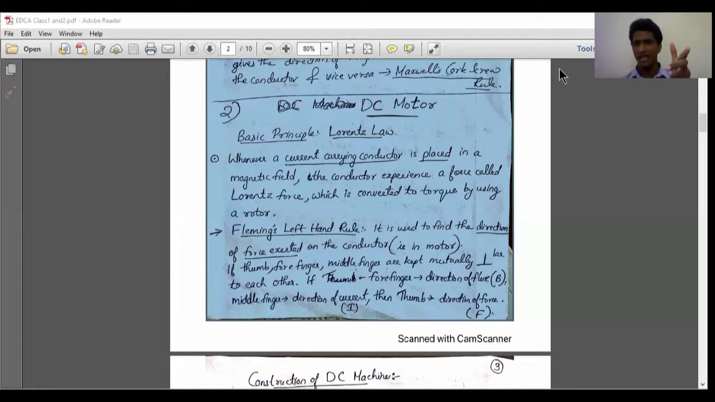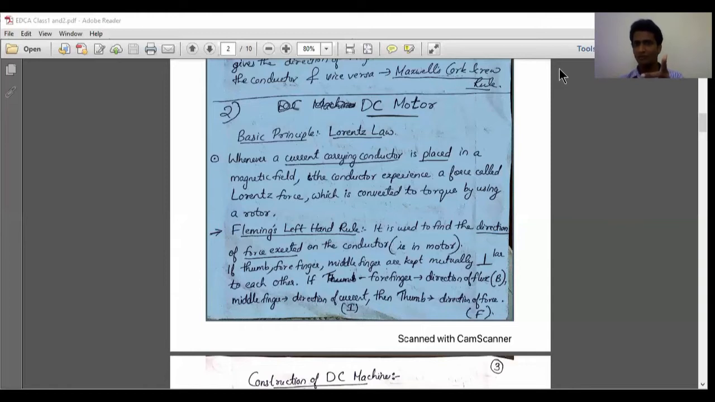Then, as we know, State Bank of India, that is SBI. Similarly, I introduce here FBI, where F stands for force, B stands for magnetic flux density, let it be magnetic field, and I stands for current. Which current? Current flowing through the conductor. Then see, FBI: thumb stands for force, forefinger means the direction of magnetic field, that is B, and I stands for current, shown by the middle finger.